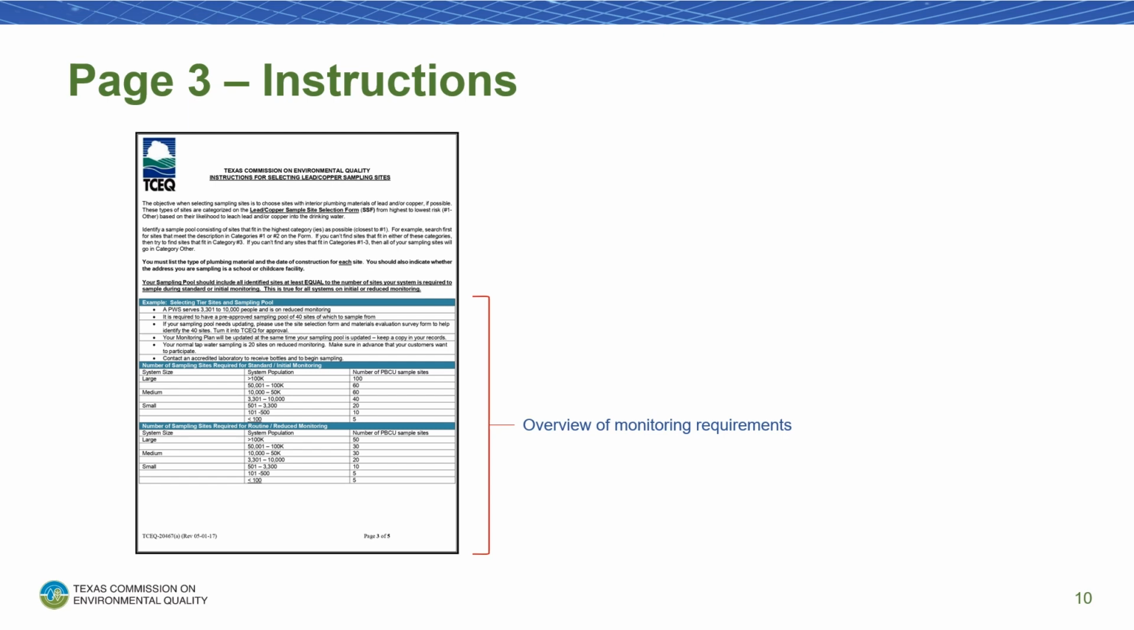It is important to note your sampling pool should include all identified sites at least equal to the number of sites your system is required to sample during standard or initial monitoring. Although the number in the table is the minimum number required, you can add as many additional sites as you would like. This practice may be useful in case any of your sites are no longer viable sampling locations in the future monitoring period.